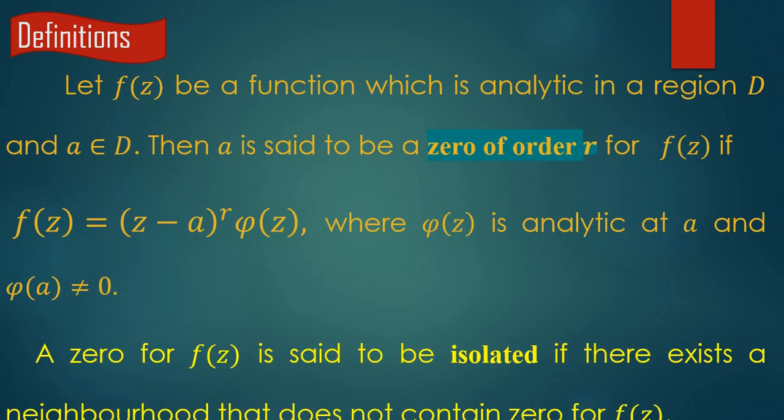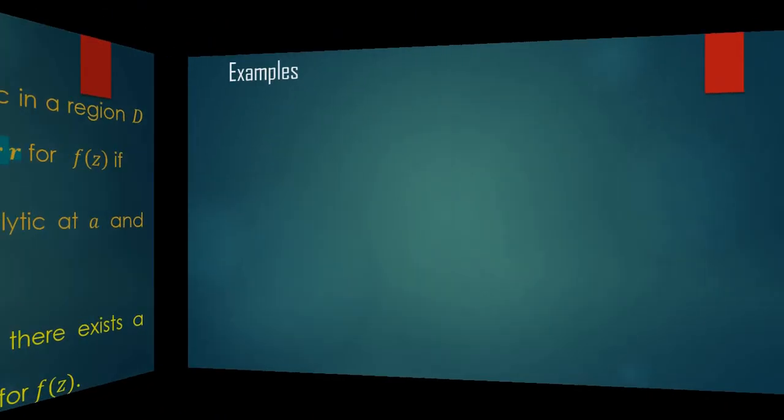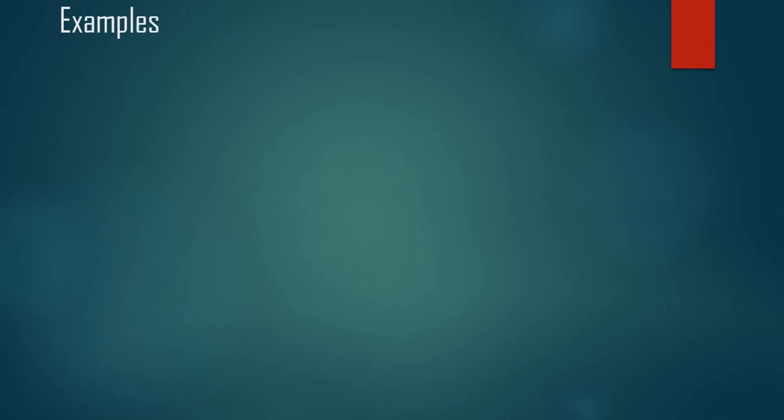A zero for f(z) is said to be isolated if there exists a neighborhood that does not contain any other zero for f(z). Now we consider a few examples for finding zeros of given functions.